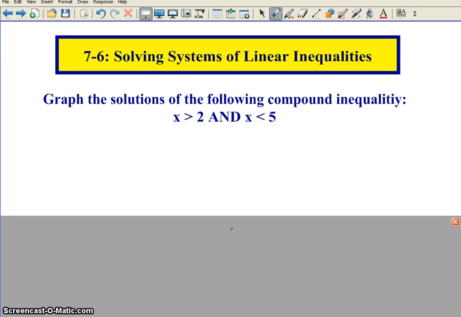All right, welcome to 7-6 where we're solving systems of linear inequalities. I first want to start by reminding you of when we used to solve more than one inequality and we would put it on the same number line.